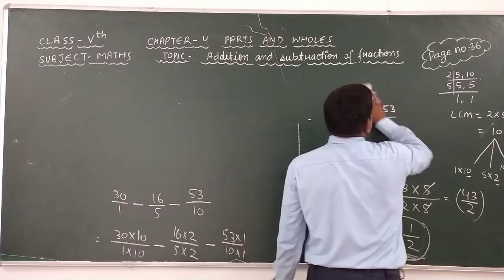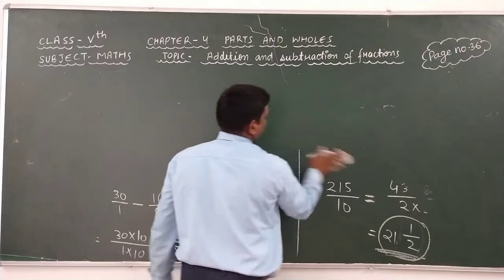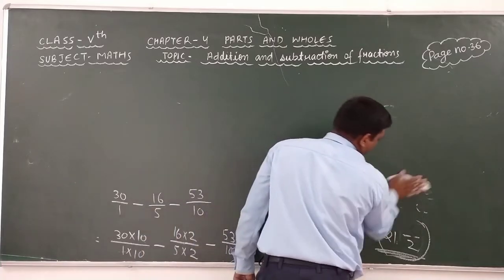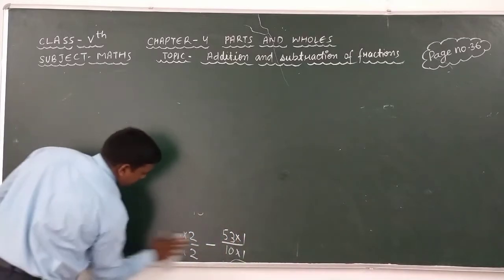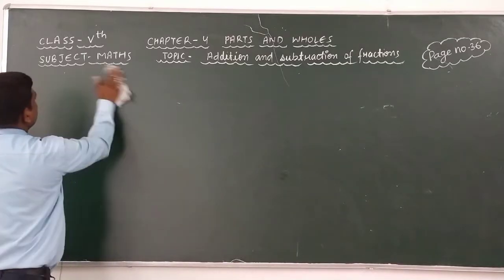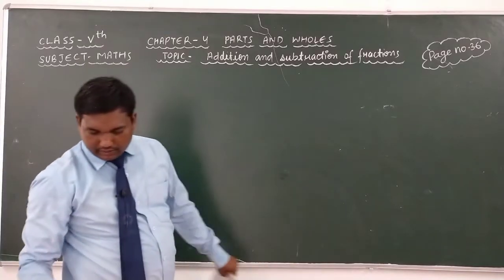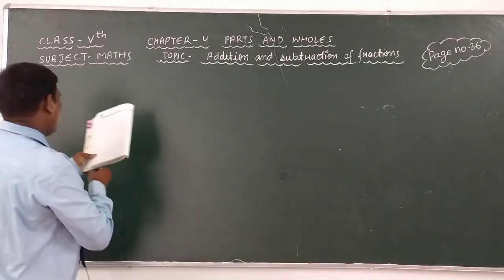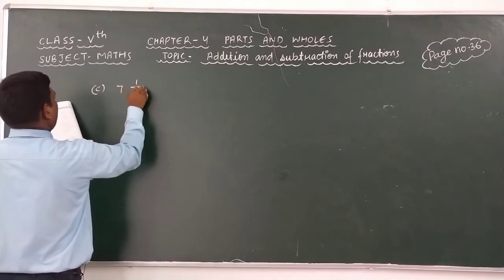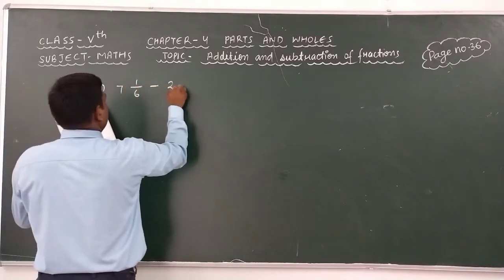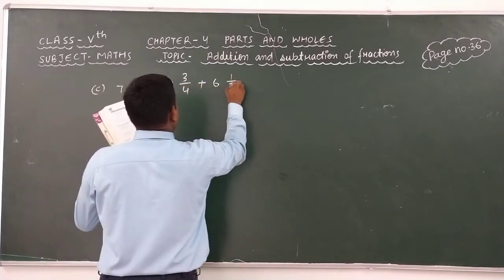Okay, students, now let's start the next question. Question number 20 of C. Here given that 7 whole 1 over 6 minus 2 whole 3 over 4 plus 6 whole 1 over 3.